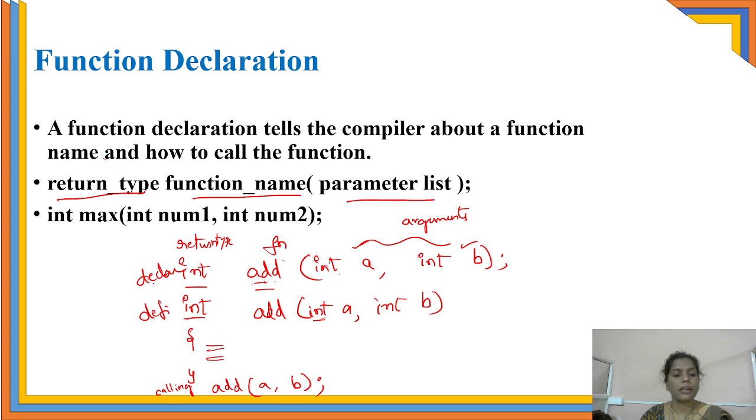So we can write function declaration and definition outside of the main also. Outside of the main we will write. And as you know, the C program starts execution from main, right? So we should write calling in main function. So without calling, these function definition and declaration are waste. Without calling them, no need of writing function declaration and definition.